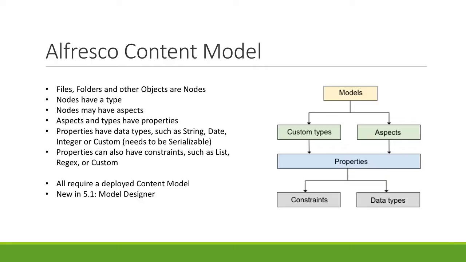They can have constraints placed upon them, such as being in a list, like a drop-down list, regular expressions, or you can have a custom constraint placed upon it. All of these require a deployed content model, so that could be just an XML configuration. And what I'm going to do is jump over into a live demo, and we'll show you how to do that with the model manager in the new 5.1. So I'll go and jump into that now.